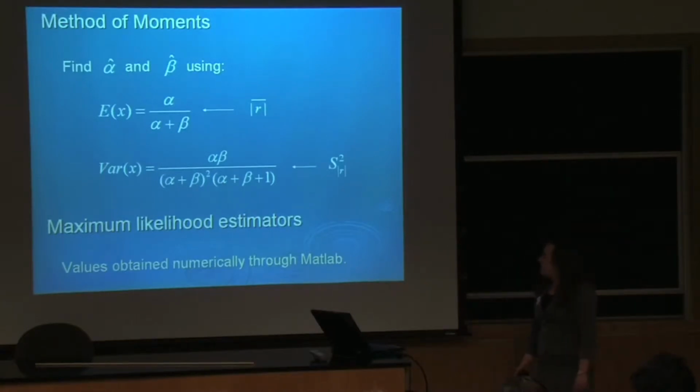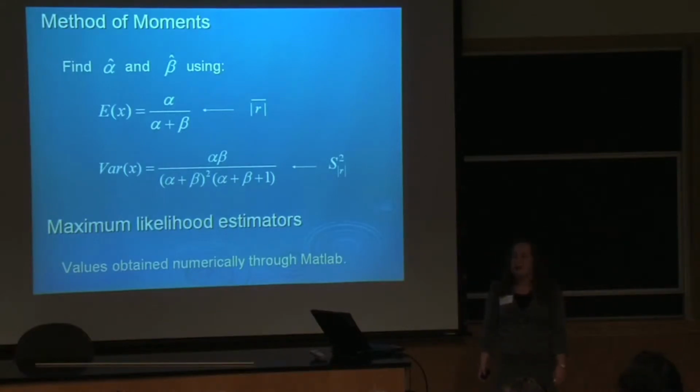The beta distribution has the following properties for the expected value of x and for the variance of x. With our 10,000 absolute values of r, we're going to find the sample mean and match that to the expected value of x of our beta distribution. And we're going to match the sample variance to the variance of x of our beta distribution. From here, we can solve for our alpha hat and beta hat. And then we also looked at maximum likelihood estimators, and we used MATLAB to solve for our parameters numerically.